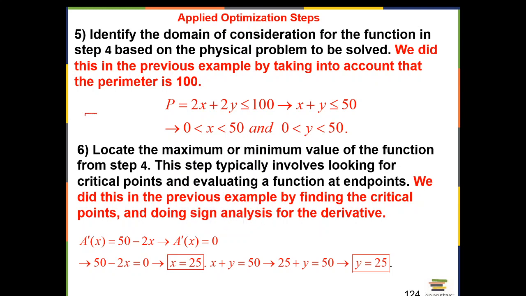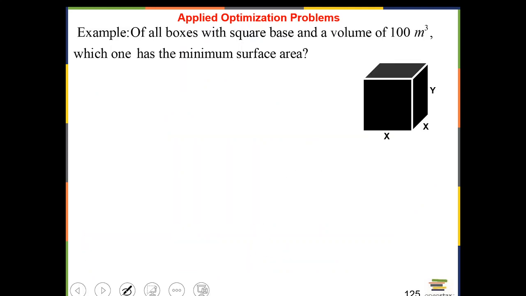Now if the interval we are given is a closed interval, then we are going to do what? We're going to find the values at the endpoints as well. Now in our problem, it wasn't closed, so we didn't have to do that. So we just find the critical numbers and do sign analysis for the derivative of the objective function, and we are done. All right, so let's do another one.